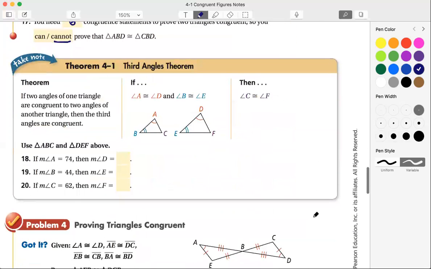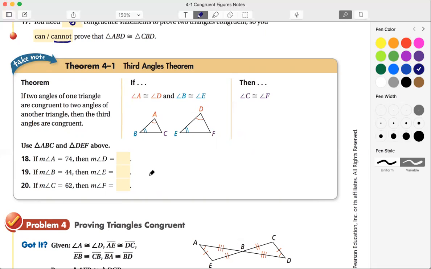So the first theorem that might do this for us is something called the third angles theorem. The theorem states as follows. If two angles of one triangle are congruent to two angles of another triangle, then we know by default the third angles must also be congruent. So in symbols, if I know angle A is congruent to angle D and angle B is congruent to angle E, notice my marks in my figure. A is congruent to D and two lines, B is congruent to E. Then, by conclusion, the third angles must be congruent.